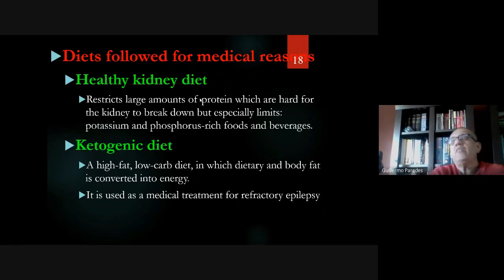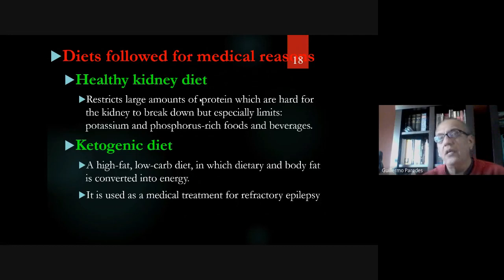Okay, so when you have kidney problem, kidney failure, one of the problems is the proteins. The proteins need to be eliminated by the kidney. If you have a large amount of protein, it can be hard for a kidney to break down. So why? Because if you eat too much protein, what can happen? The excess is going to transform into what? Ammonia. And ammonia is transformed by the liver into? Urea. And the urea is going to be eliminated by the?